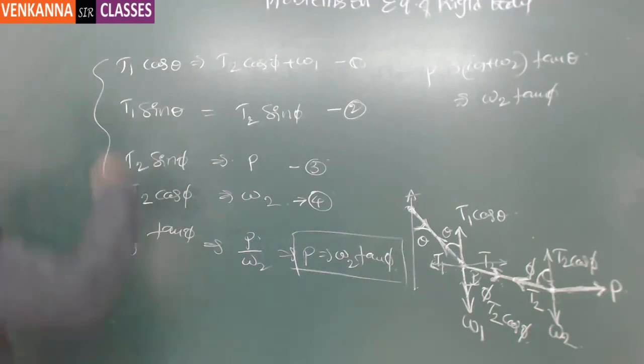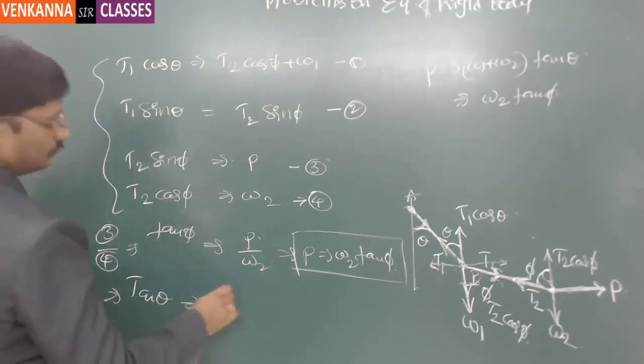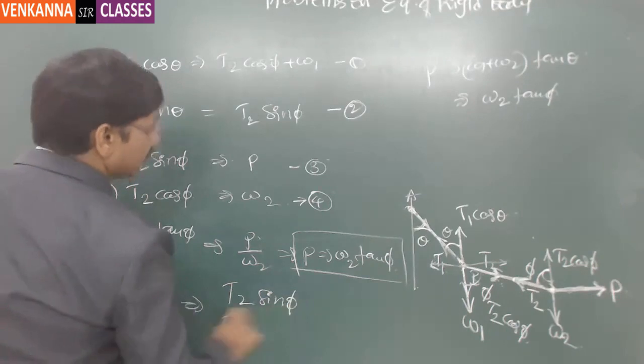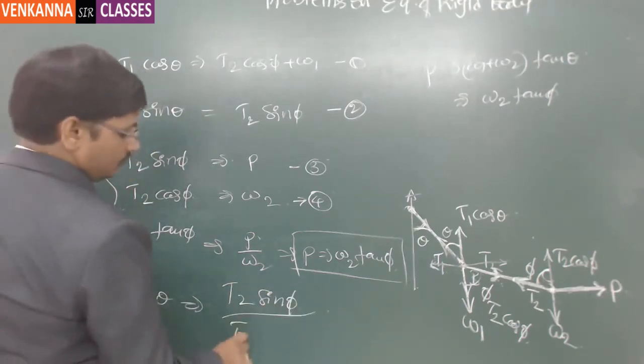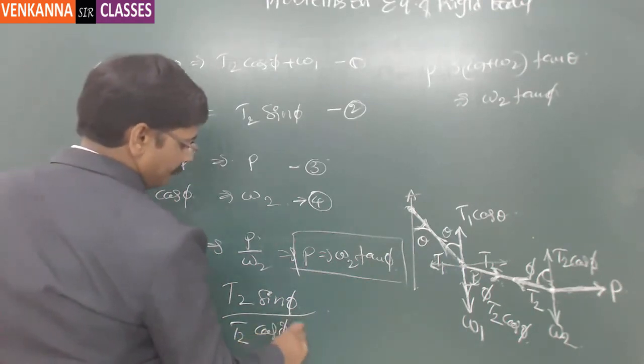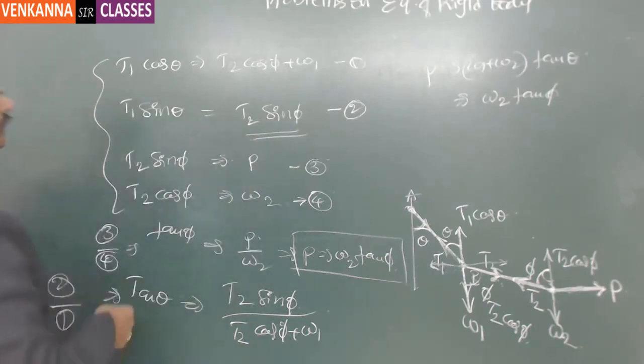So from here, if you take tan theta, this will be nothing but equation number 2 by equation number 1. So tan theta is equal to T2 sin phi divided by T2 cos phi plus W1. Got it? Okay.